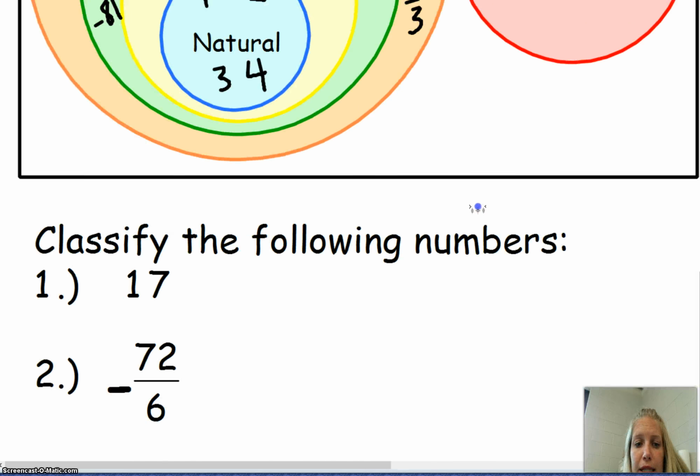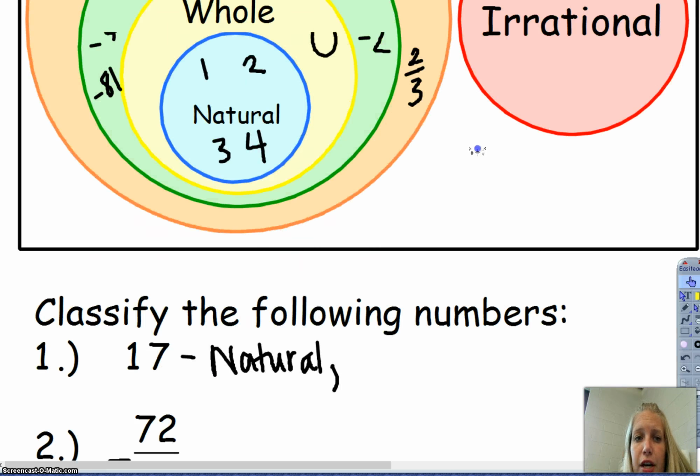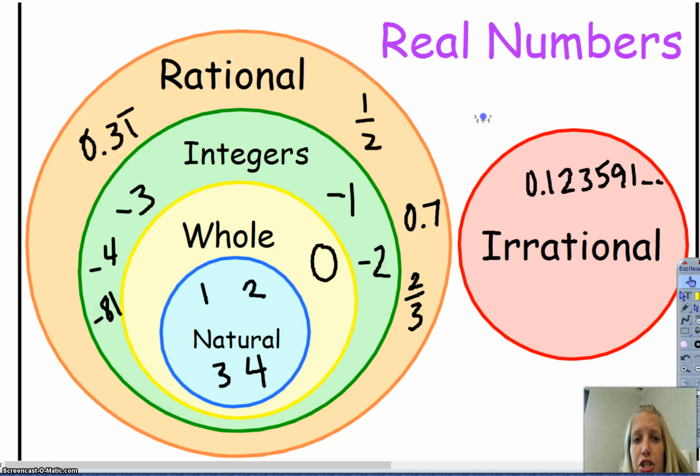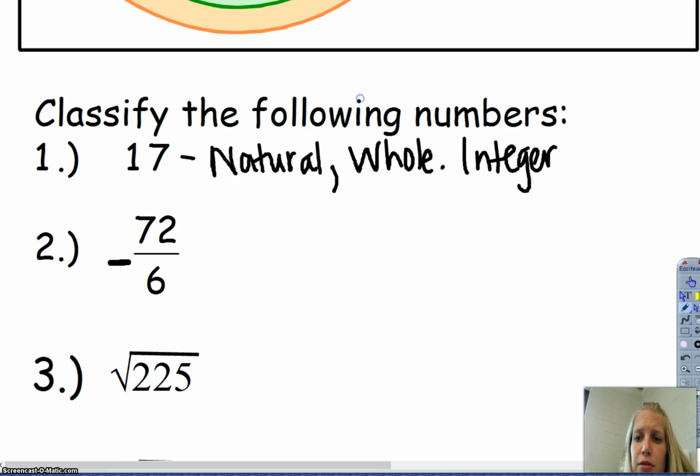Okay, then we're going to practice some classifying. 17, you want to first start with natural numbers. Is that a natural number? Yeah, it doesn't have any pieces to it. It's not negative. So this one, 17, is a natural number. If you can tell me it's natural, it's going to be everything on the left side over here. It's going to be natural, whole, integers, and rational.